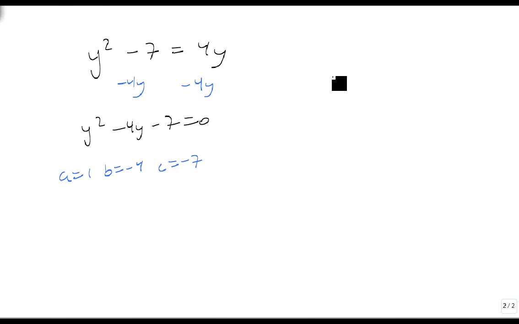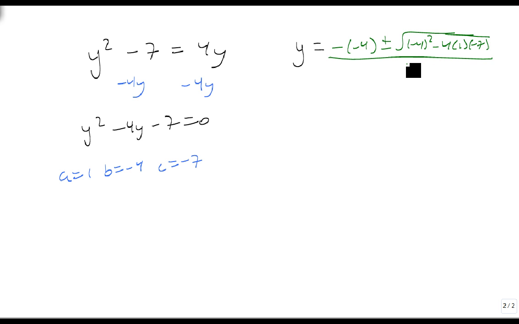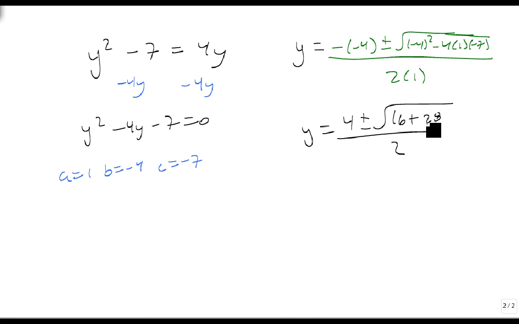So we come back to our formula, and we say y equals, notice I changed the x to a y for the formula, minus b, which is minus negative 4, plus or minus the square root of negative 4 squared minus 4 times 1 times negative 7, all over 2 times 1. Well, that means y is 4 plus or minus 16 plus 4 times 7, which is 28. That's a negative times a negative, all over 2. 16 plus 28 is 44, so y equals 4 plus or minus the square root of 44 over 2.